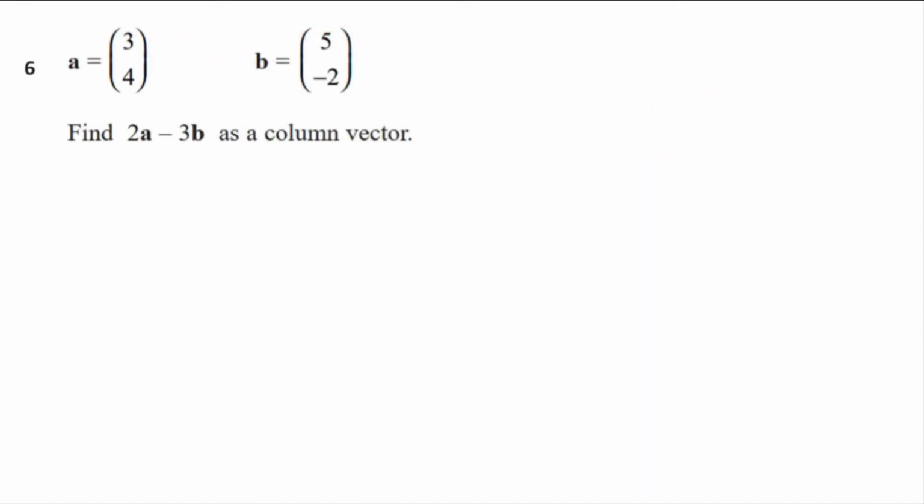Question 6, I've got vector A, which is defined to be this column vector 3, 4, and B, which is the column vector 5, minus 2. We want to find 2a minus 3b as a column vector. So we've got a bit of matrix addition and multiplication here. So 2a minus 3b, that's 2 lots of my vector 3, 4 minus 3 lots of my vector 5, minus 2. Okay? I might just write that again because that minus sign got kind of sucked into the 2. So there we go. So what do we do now?